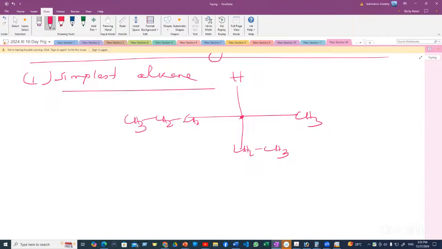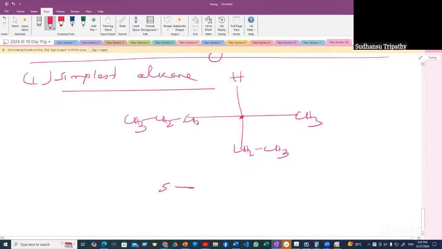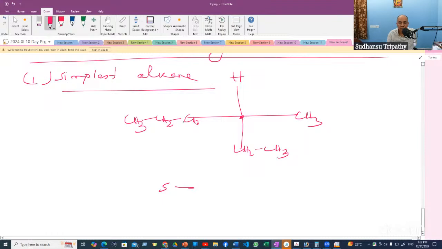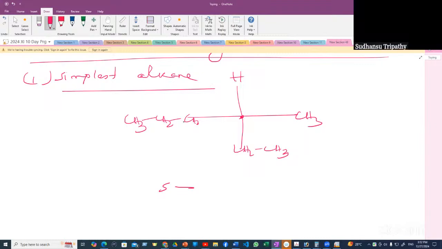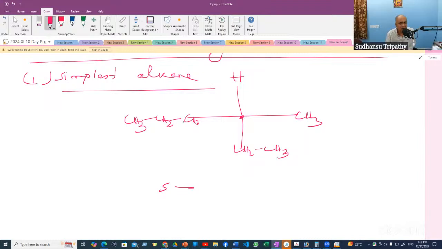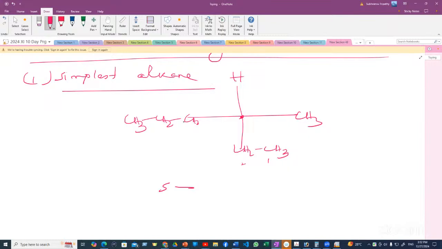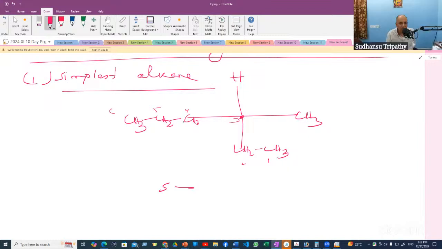Sir, S. What is the name of this compound? Sir, 4-methyl hexane. Are you kidding me? The 3-methyl hexane. Yes, sir. 1, 2, 3-methyl, 3, 4, 5, 6. So this is S, 3S of course. Goes without saying, only one chiral center, 3-methyl, what?